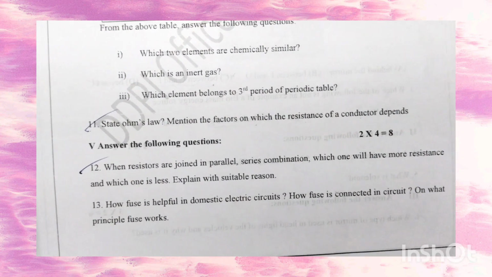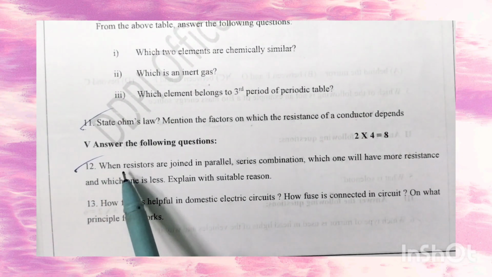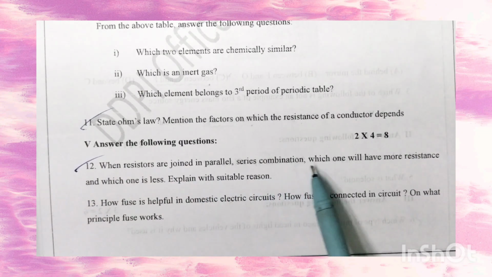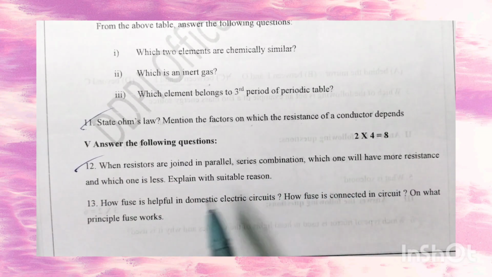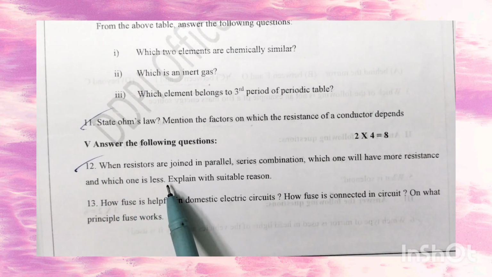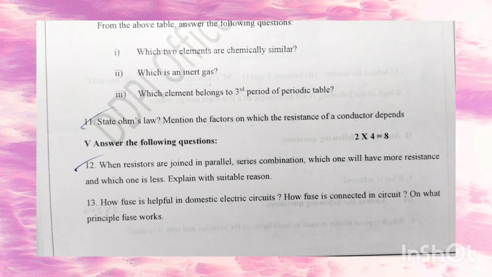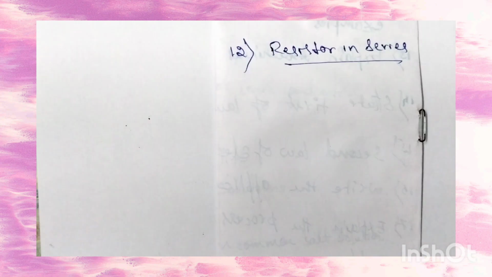In the 12th question, he asked that when resistors are joined in parallel and series combinations, which one will have more resistance and which one will have less? Explain with a suitable reason. So now let us answer the 12th question.